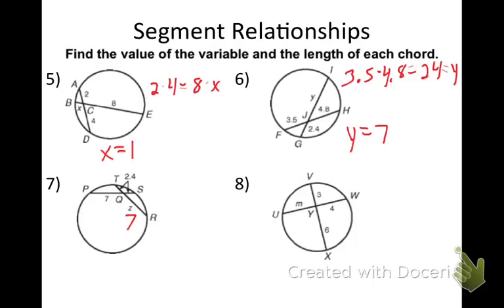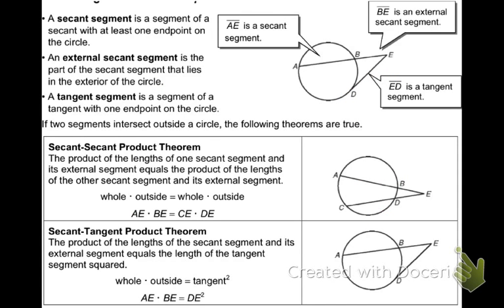So Camden, what'd you get? Nice job. M equals 4.5. And you'd get that because 3 times 6 equals 4 times M. So you end up with 18 equals 4M. Divide by 4 and you get 4.5. Good work.